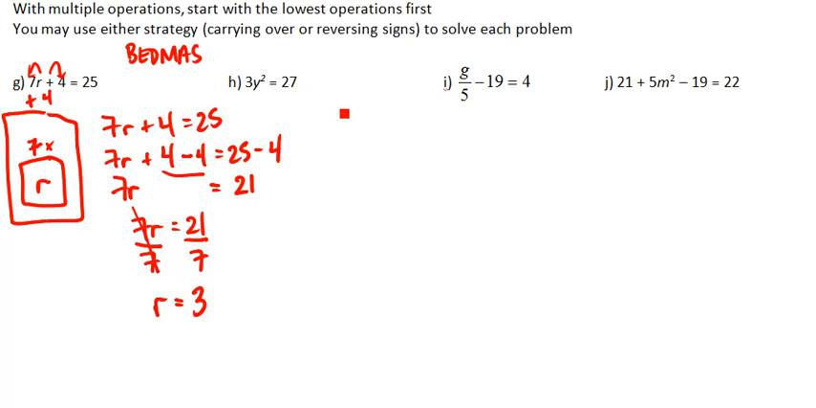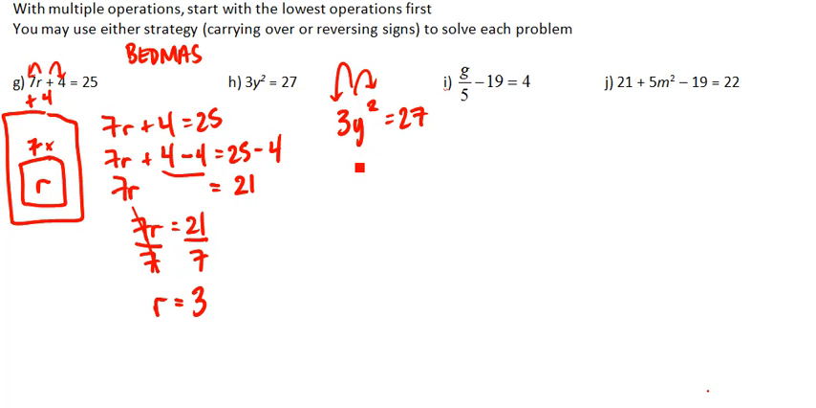The second example is similar. 3y squared equals 27. Well, I see there's an exponent, a squared, and there's a multiplication. According to BEDMAS, exponents come first before multiplication. So this was wrapped first. So the most outer layer is the multiplication. So we have to undo that one first.